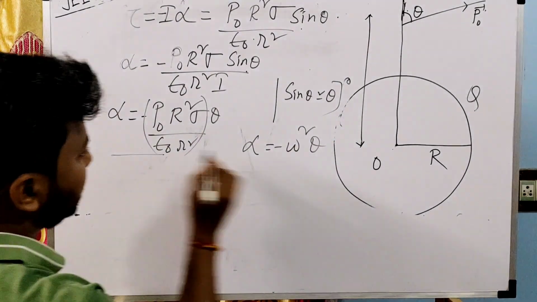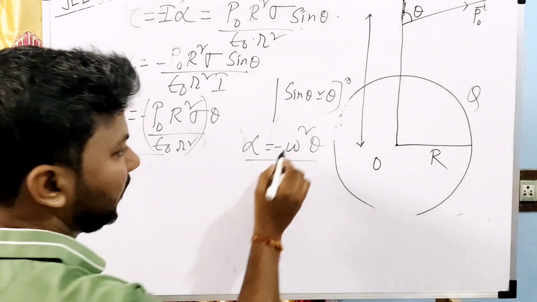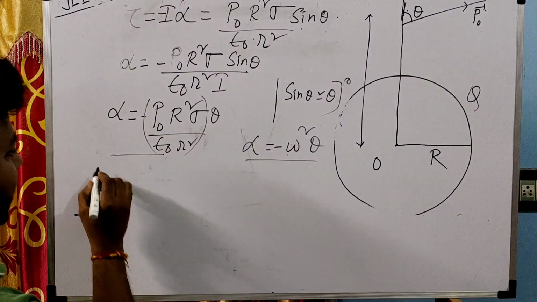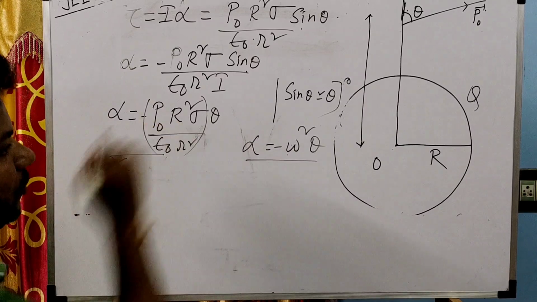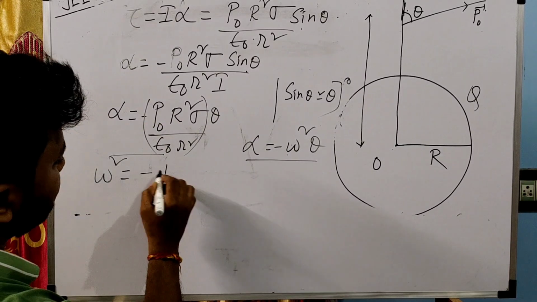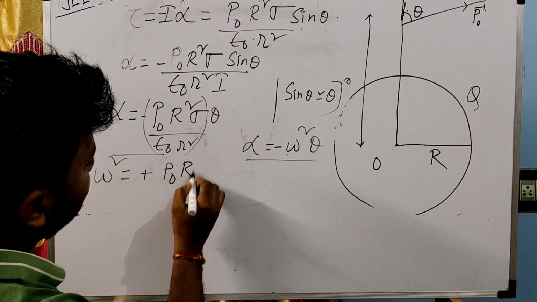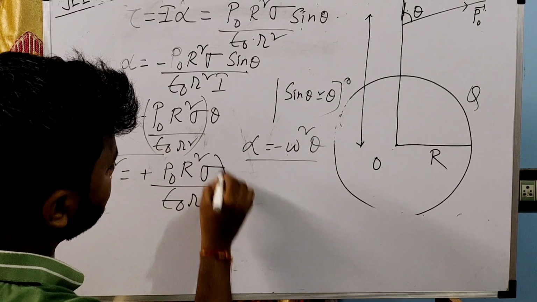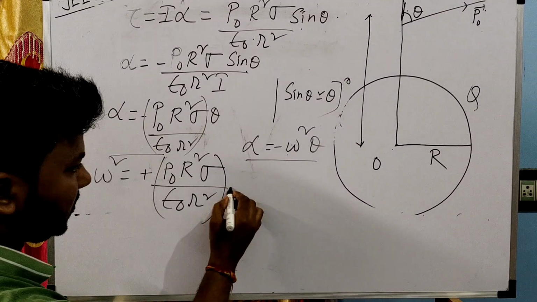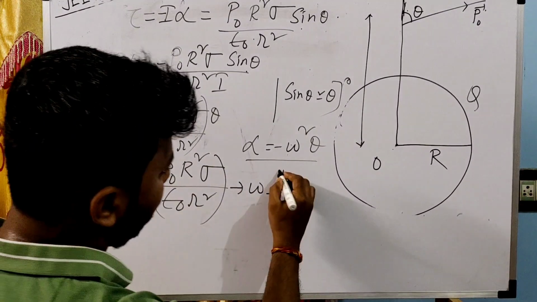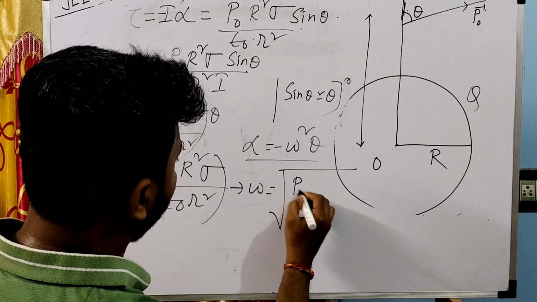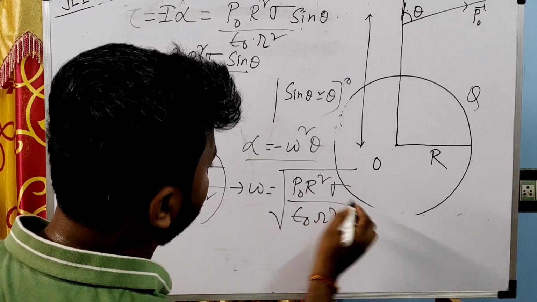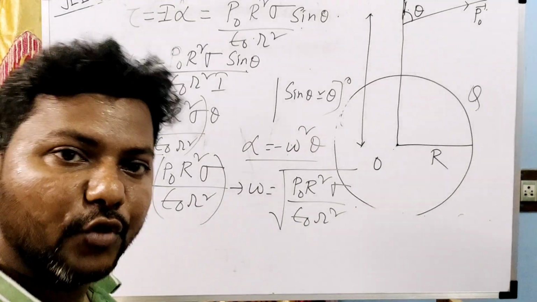So these two equations are similar. Omega is the angular frequency. Now we compare these equations. So omega square is equal to P naught sigma R square by epsilon naught r square I. From this equation, omega is equal to the square root of P naught sigma R square by epsilon naught r square I. Now we will consider the four options here.